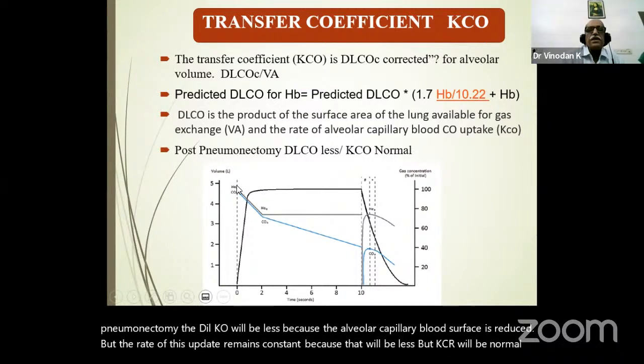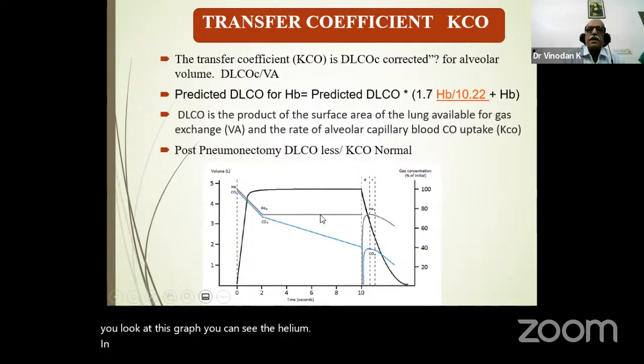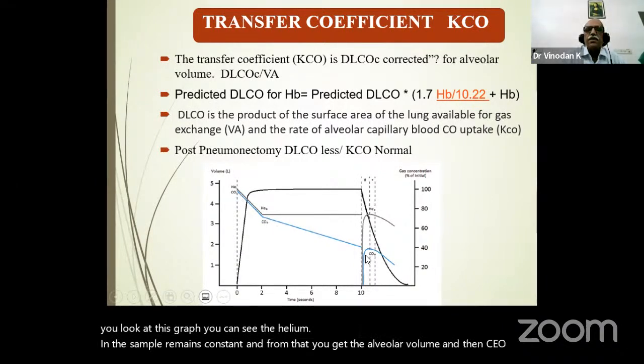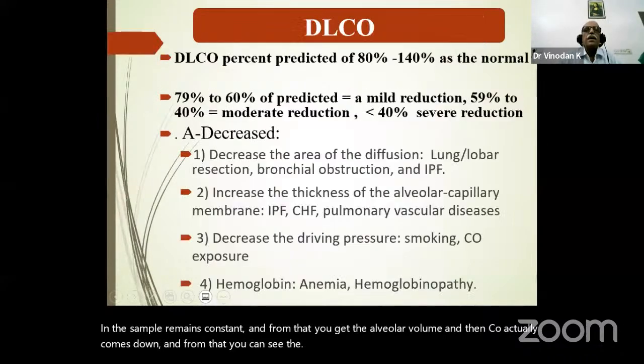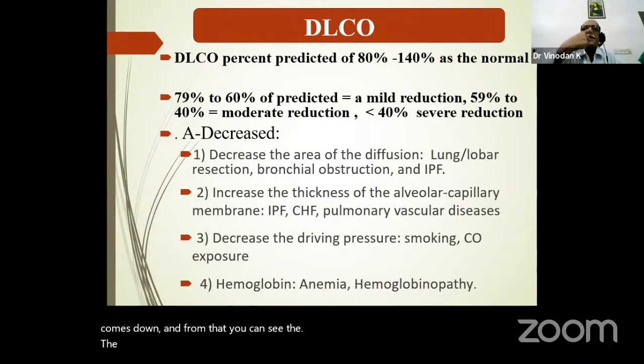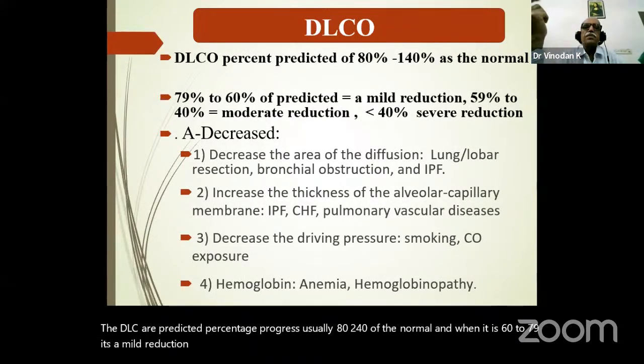If you look at this graph, you can see the helium in the sample remains constant, and from that you get the alveolar volume, and then the CO actually comes down, and from that you can see the uptake of the carbon monoxide. The DLCO percentage predicted is usually 80% to 140% of normal. When it is 60 to 79%, it's a mild reduction. 40 to 59% is a moderate reduction. Less than 40% is a severe reduction.